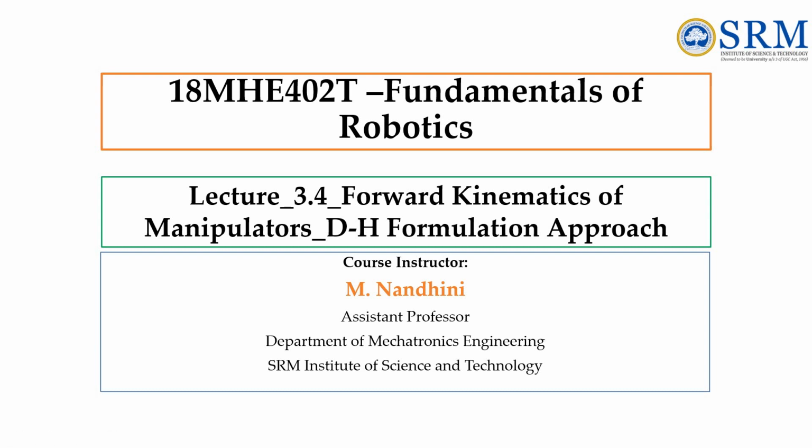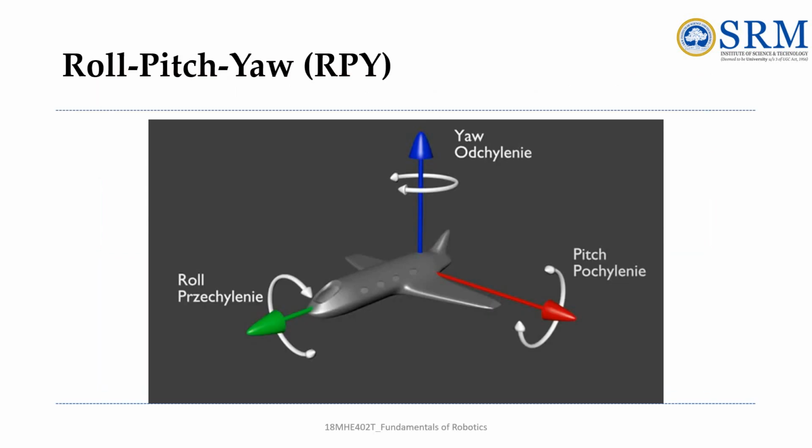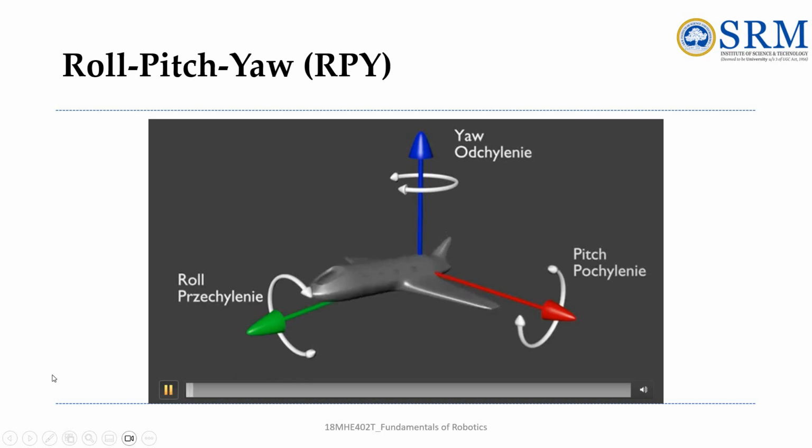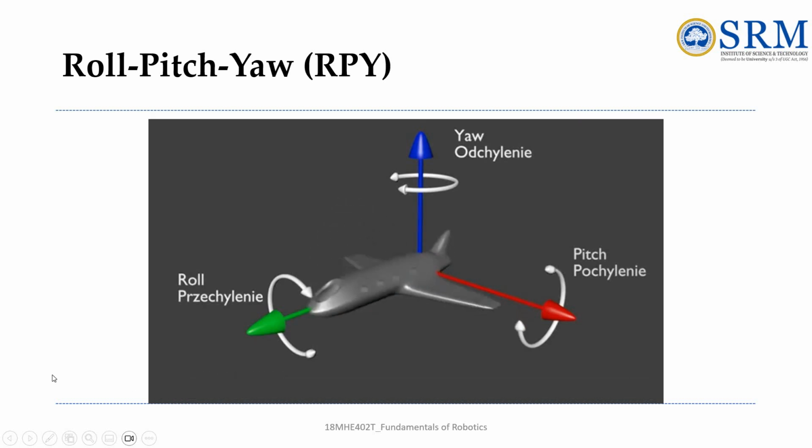Hello everyone. In this video we will see about the forward kinematics of manipulators by using a DH formulation approach. So here first we will see what is roll, pitch and yaw moments. In this video you can see the differentiation. So this is the pitch moment, this is roll and this is yaw. Okay, so roll, pitch and yaw.